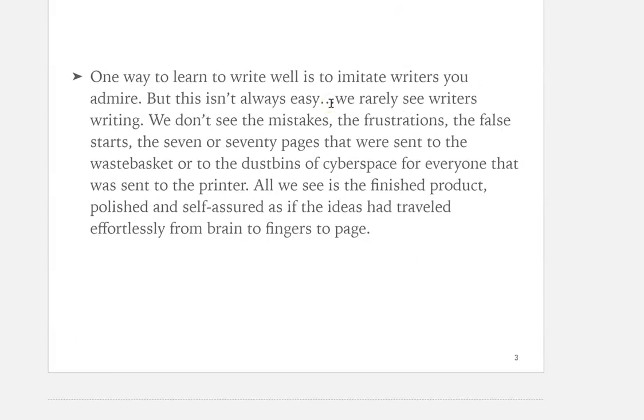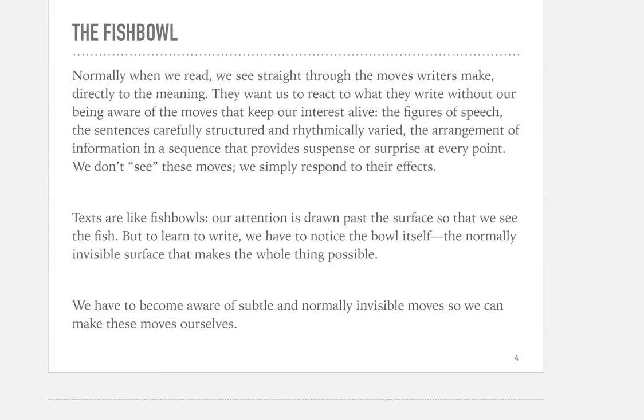One way that you can learn to write well is by imitating other writers. But this part of the process isn't always easy. When we read a book, we see the very best, the very finished product that a writer has to give. We don't see that process that they go through, the many mistakes that they made, the paper that they throw away or delete off of a computer. We just see that final polished package at the end, and we interpret that as, oh, these ideas just traveled from their brain to the page. But writing is not like that.